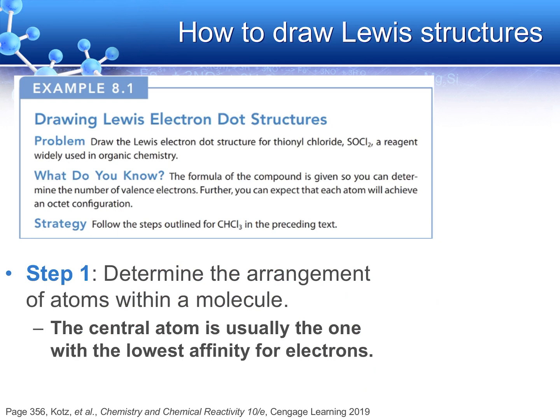So in our book we have an example. Our next example is, let's draw a Lewis structure for thionyl chloride. It's SOCl2, and let's follow these steps. So first, let's determine the arrangement, and again, the one with the lowest affinity for electrons will be the sulfur. Also, it's drawn SOCl2, and usually the central atom is drawn first, not always, but often. So we can put the sulfur in the middle, and we can draw a bond to oxygen and bonds to chlorine.